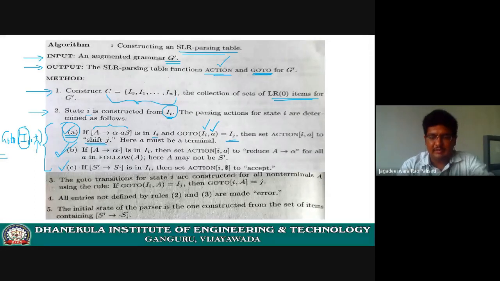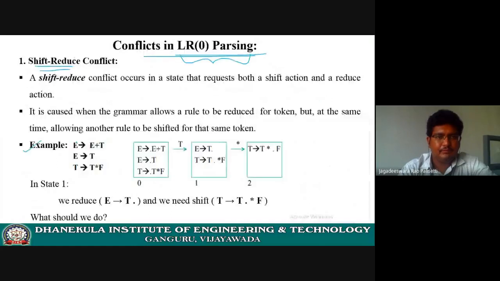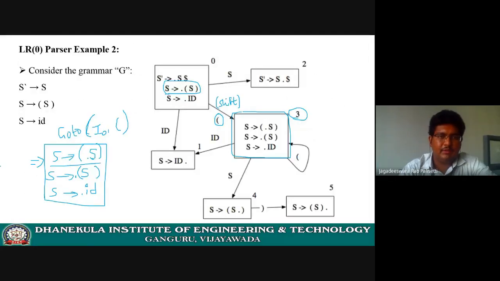What do I have to do? Again, go back to the same example. Let us take this one here. I am considering this a reduced state because there is no state generated from I1. The dot has reached the end, and there is no further movement of the dot. So I am considering this particular I1 state as reduced.